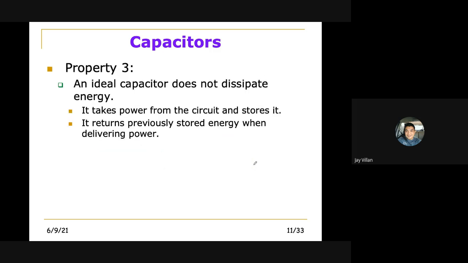Another property, an ideal capacitor does not dissipate energy. So it only takes power from the circuit and stores it. It returns previously stored energy when delivering power. This happens in the positive half cycle and negative half cycle.